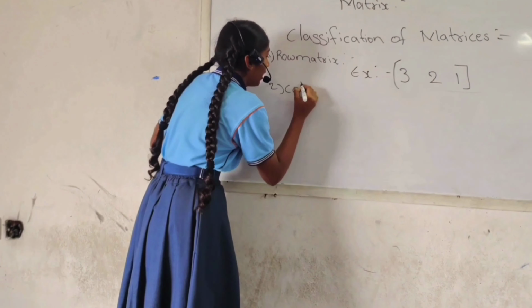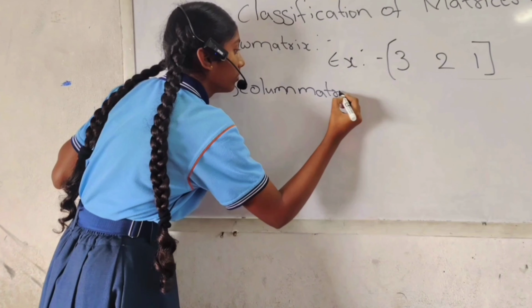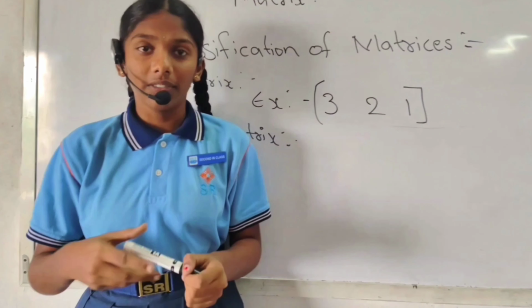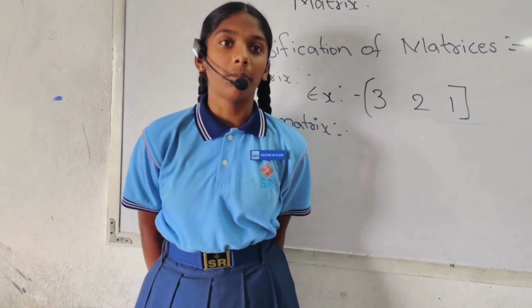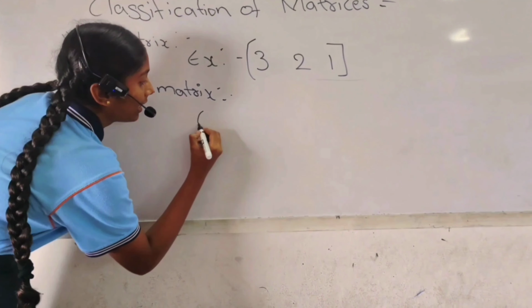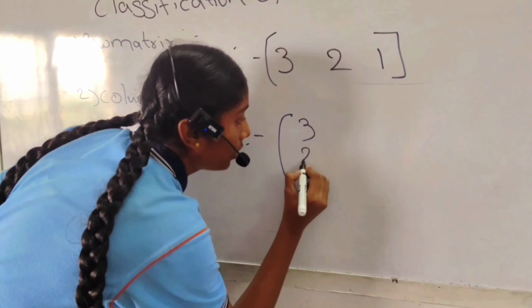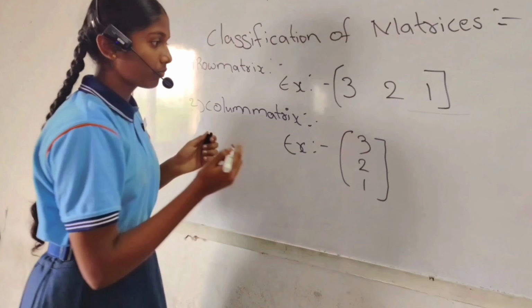Second, column matrix. If a matrix contains only one column, then it is called a column matrix. Example: 3, 2, 1. Here this is a row and this is a column.